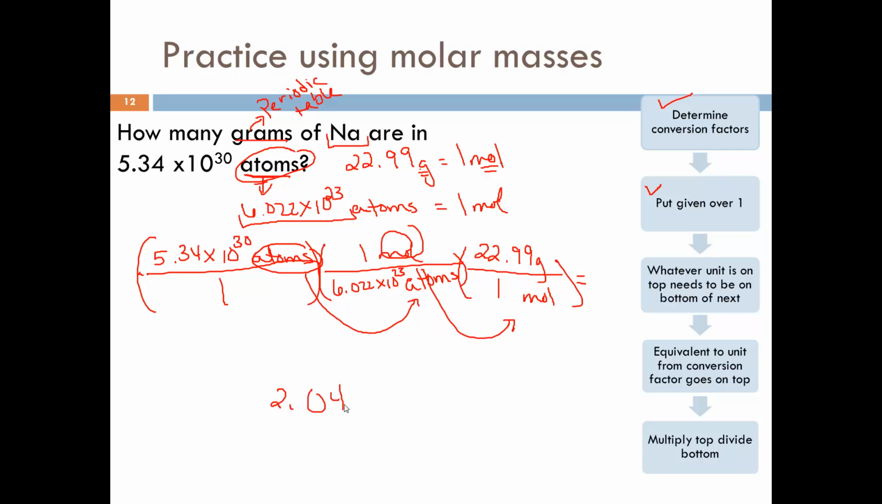That's supposed to be an 8. Grams of Na. And that gives you an explanation on Avogadro's number and atomic masses and how to use both.